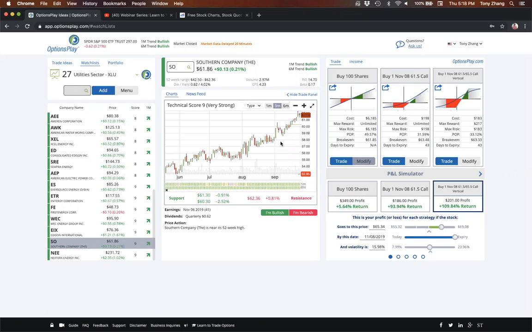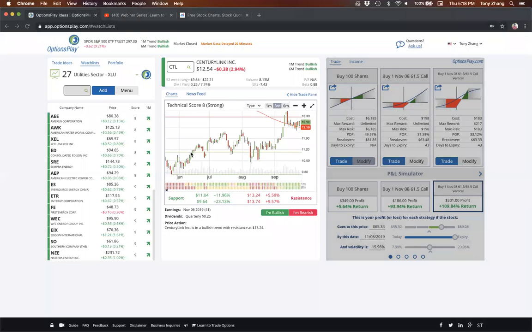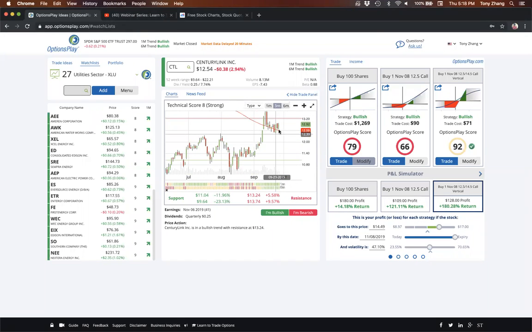Wayne is asking, on the OptionsPlay daily today, a CenturyLink debit spread was offered. Would a credit spread also be an option? So you can use a credit spread, but a credit spread, again, is used to defend a level. It's not very good at taking advantage of a bullish view.